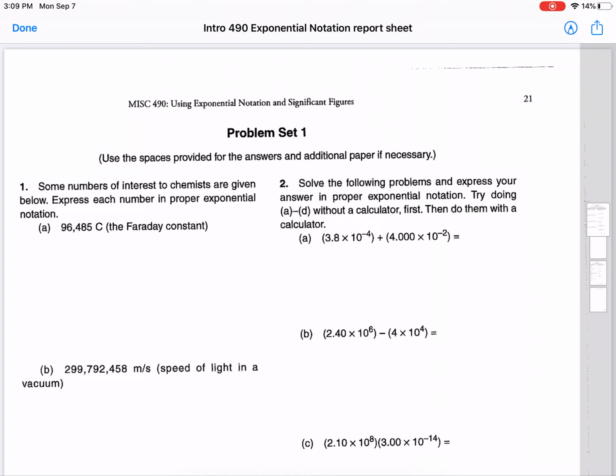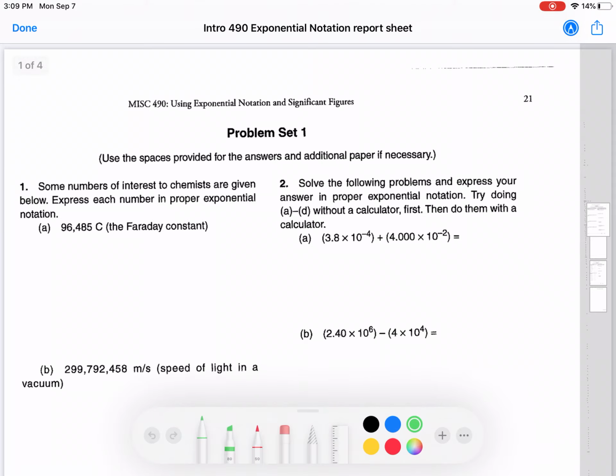So let's go ahead and see how we can do these calculations in the problem set 1. The first one is saying express the number in proper exponential notation. You are given 96,485. So how do we express this in exponential notation?